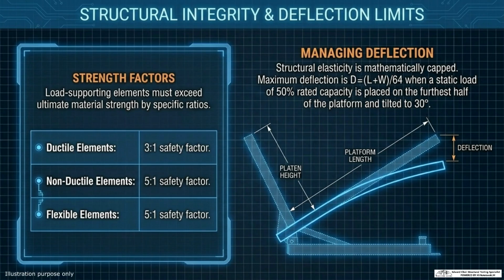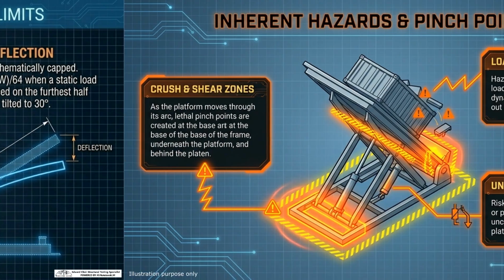Deflection is also mathematically bounded. Maximum allowable deflection equals (L + W) / 64, calculated when 50% of rated capacity is placed on the furthest half of the platform, tilted to 30 degrees. Why does this matter on the floor? Because excessive structural deflection can shift load center of gravity unpredictably, and that directly affects stability.